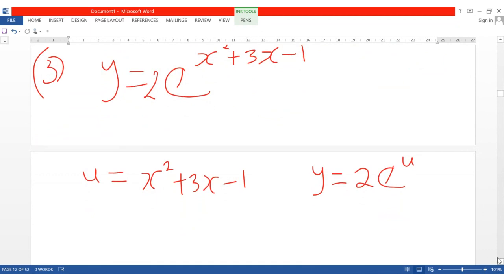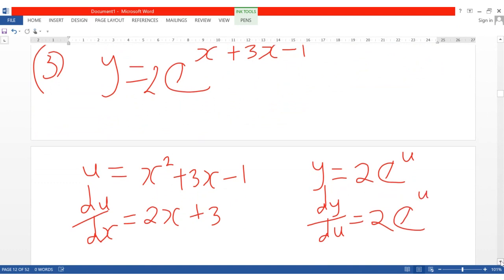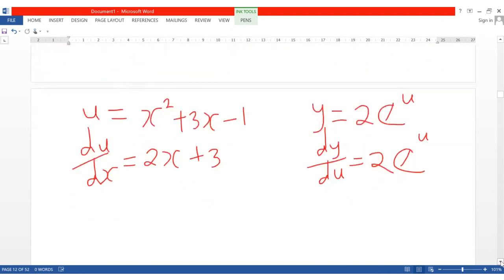So here du over dx will be given by, the power will come down, we get 2x plus 3. Differentiate a constant, you get 0. So here dy over du: 2 is a constant, it is not playing any part. So when you differentiate exponential u, you still get exponential u. Remember the 2 is not playing any part, it's a constant. So I'll multiply these two to get dy dx.